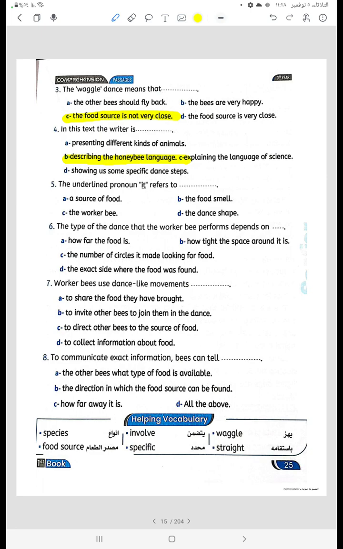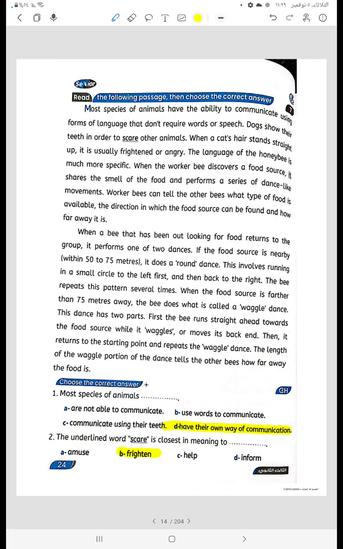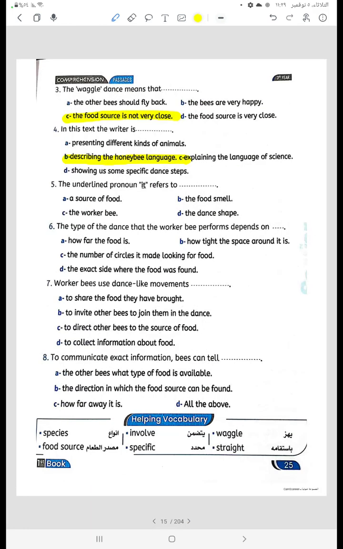The underlined pronoun it refers to، it كانت أنهي مكان في الباراجراف الأولاني. The language of the honeybee is much more specific. When the worker bee discovers the food source, it shares the smell of the food and performs a series of dance-like movement. يبقى it refers to طبعا هتبقى a source of food، the food smell ولا the worker bee.